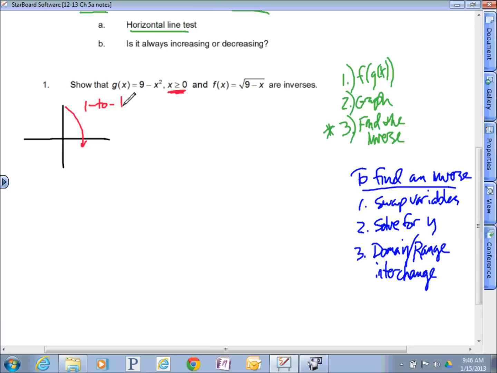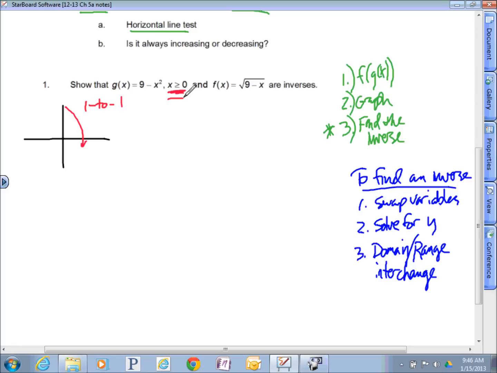Now, if I knew off the top of my head what the square root of 9 minus x looked like as a graph, and maybe some of us do, maybe we can punch it in. If we can't, now that I know that on this interval for x being greater than 0 this thing is a one-to-one function, well, now I can go through my steps.